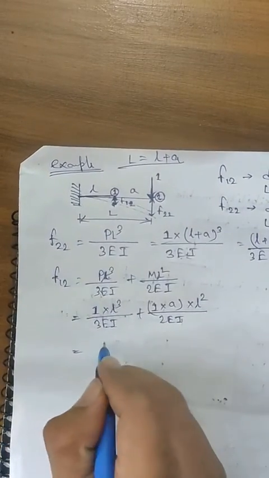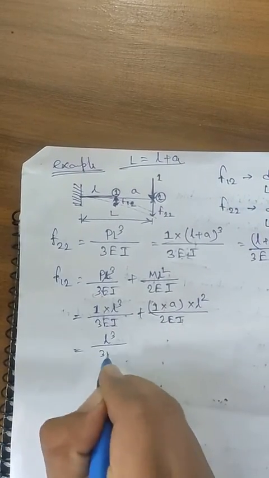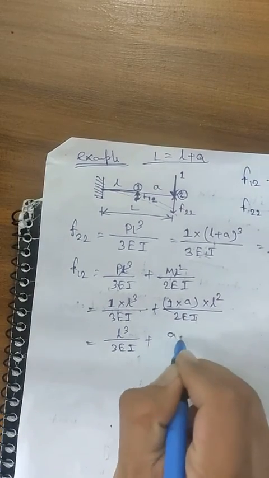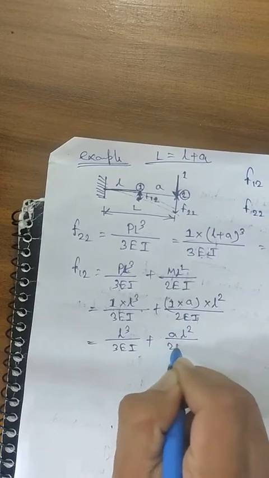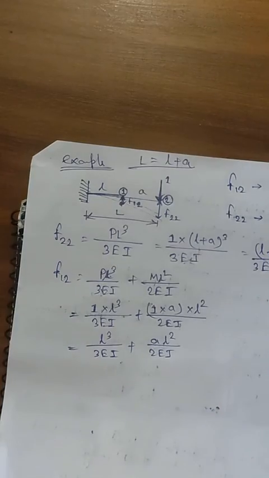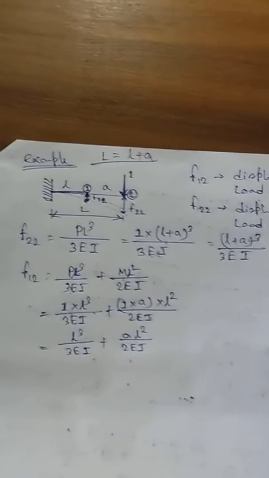So the value comes to L cubed by 3EI plus a L squared by 2EI. So you can get these F22 and F12 values by this.